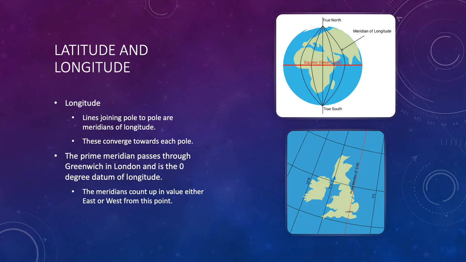As they move away from the pole, they start to increase in distance apart until we get to the equator. At the equator, these lines of longitude are the greatest distance apart, to which they will start to get narrow again as they reach the other pole.